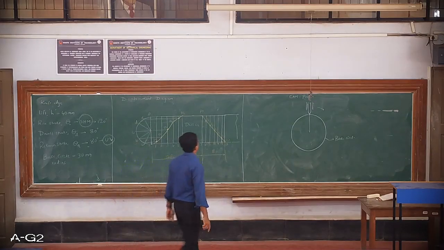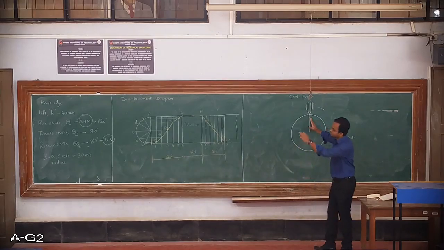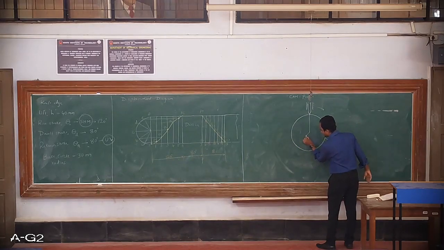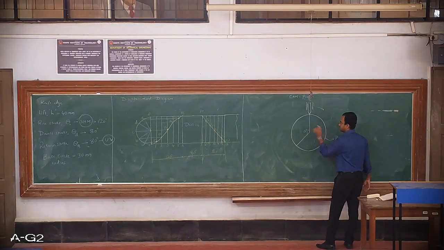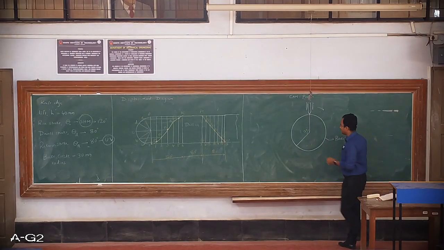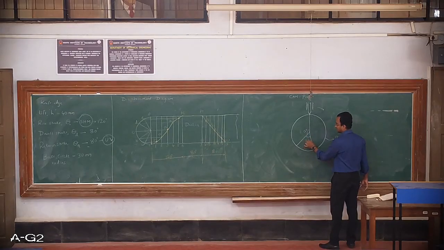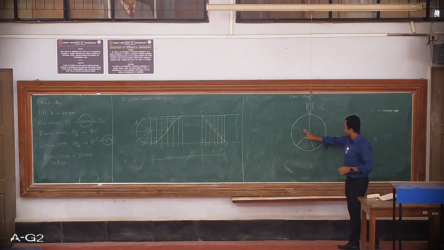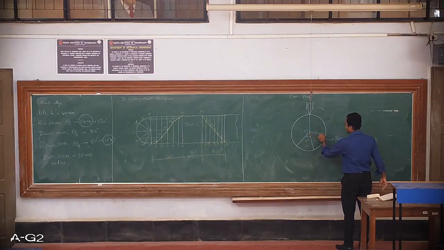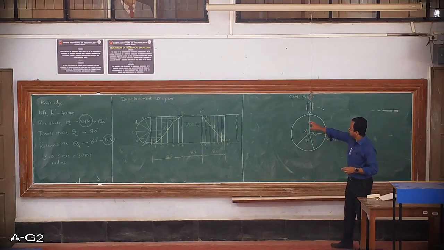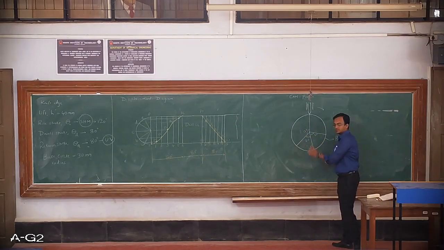Starting from this line, the rise stroke is 120 degrees. So this is the 120 degrees rise stroke. Then after the rise we have a dwell of 80 degrees. After the dwell, again we have a return stroke for the remaining 80 degrees. So I have drawn the rise, dwell and return.